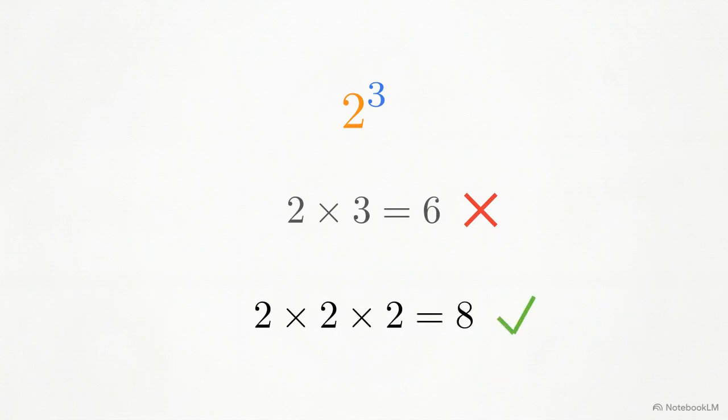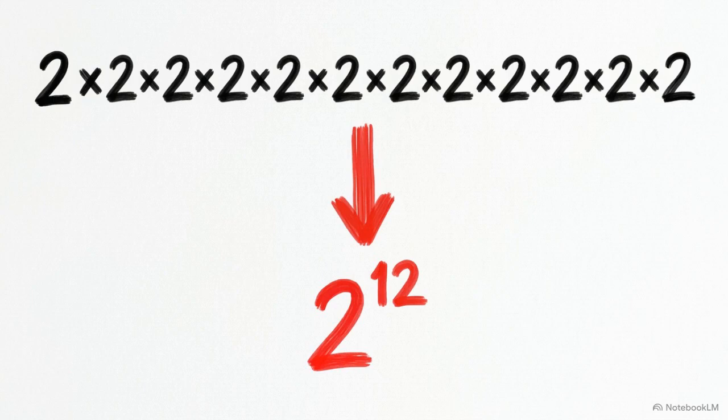A very common mistake is multiplying the base by the exponent. 2 to the power of 3 is not 2 times 3. It is 2 times 2 times 2, which equals 8. Exponents are a syntax upgrade. They allow you to compress massive calculations into a compact, readable format.